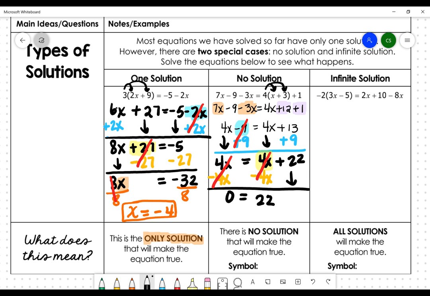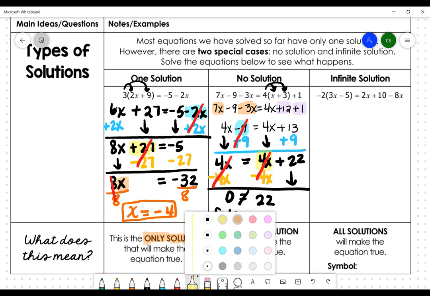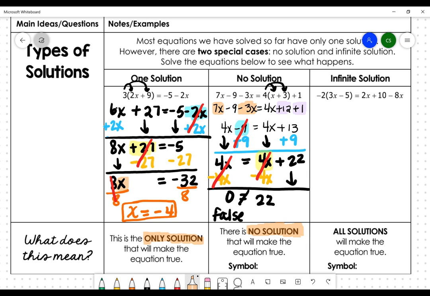Is this a true statement? No, 0 does not equal 22. It never will. So that's not true. So because it's not true, my answer is no solution, because no number that I plug in for x is going to make that statement true. And we usually do this by saying no solution. So since 0 is not equal to 22, the answer is no solution.